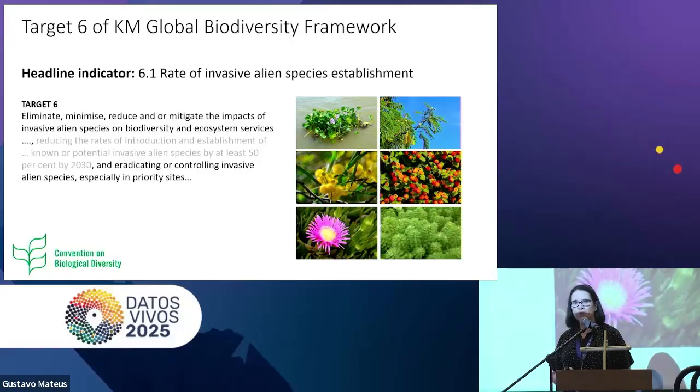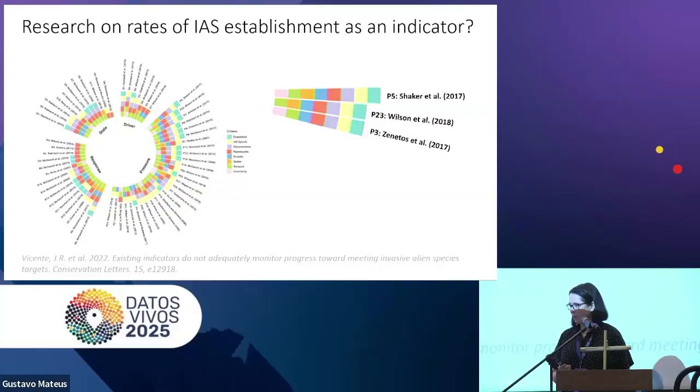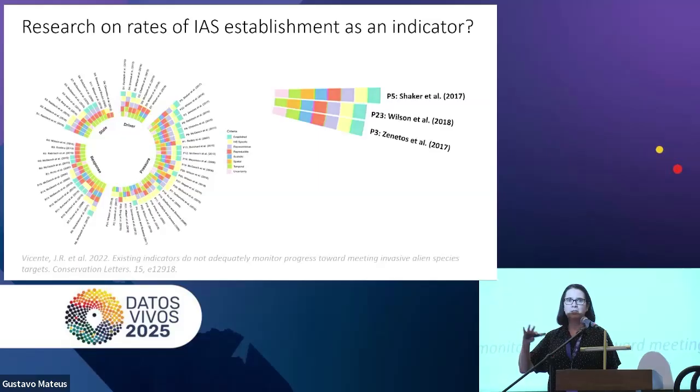However, words on a page do not an indicator make. And so we need to look at, although this is called for as an indicator, such an indicator doesn't exist. And this is some work done by Joanna Vincente a couple of years ago, where Joanna and the team reviewed all metrics that had been suggested as useful for monitoring invasions, and all indicators that had been developed for biological invasions were reviewed across multiple criteria that are the basis of a robust indicator.